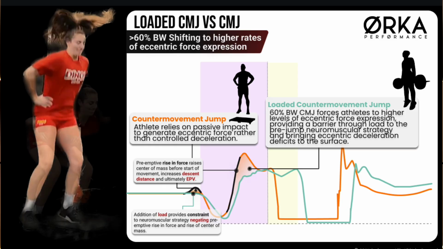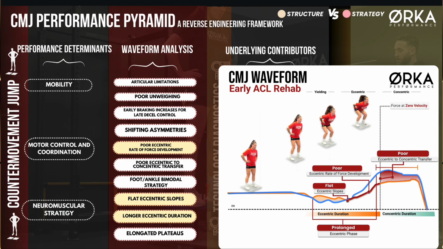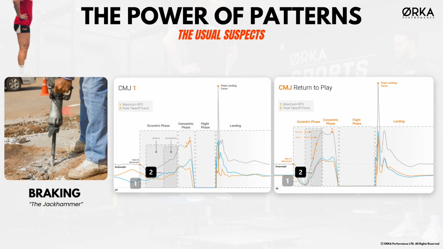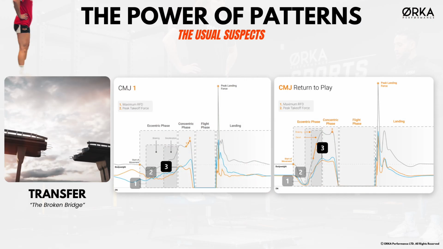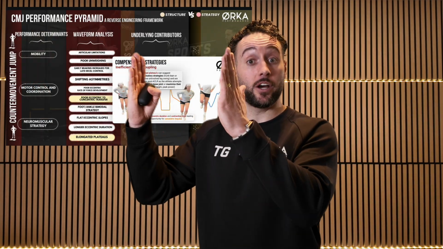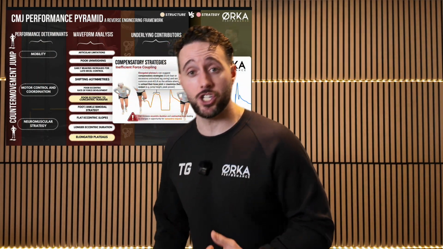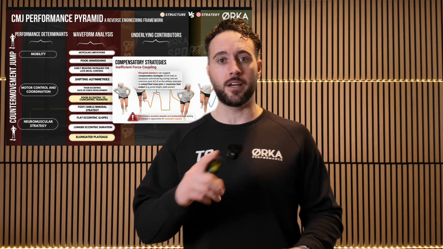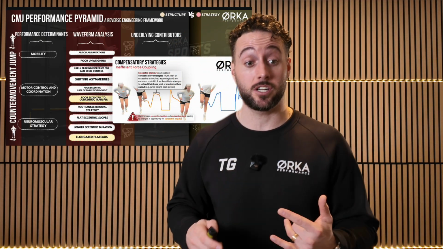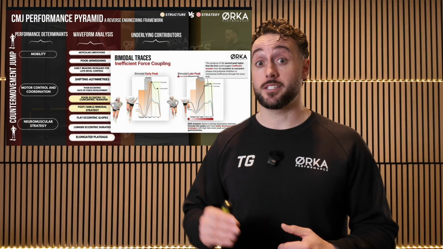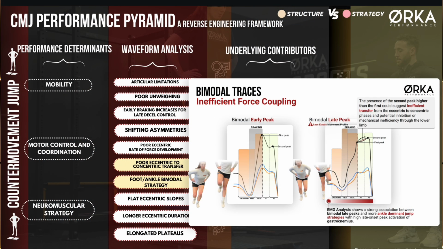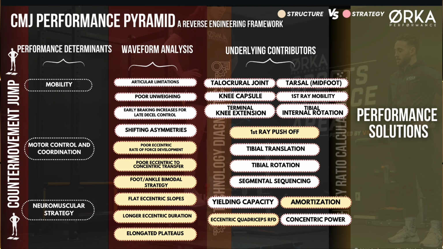What if she shows us flat slopes, poor eccentric rate of force development, poor transfer, this kind of long eccentric duration? Remember, not just that shallow end, but that jackhammer and that broken bridge with the transfer. Or she shows us this kind of elongated plateau where she's going into trunk flexion, or she's just inefficiently coupling through that transition between eccentric to concentric. Or maybe she's showing us that late second peak where there's an ankle dominant strategy at play, and she still has inefficient stretch shortening cycle utilization. For all of those, we might have different contributors at play.